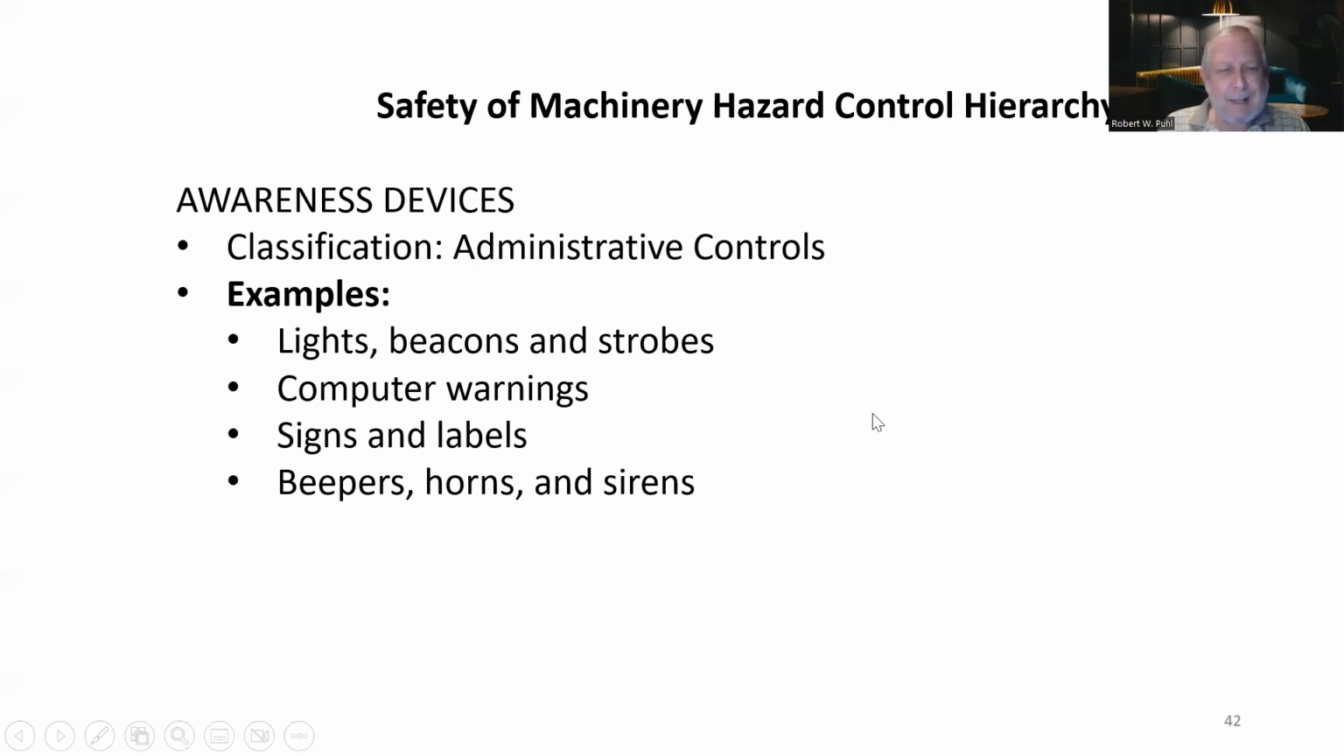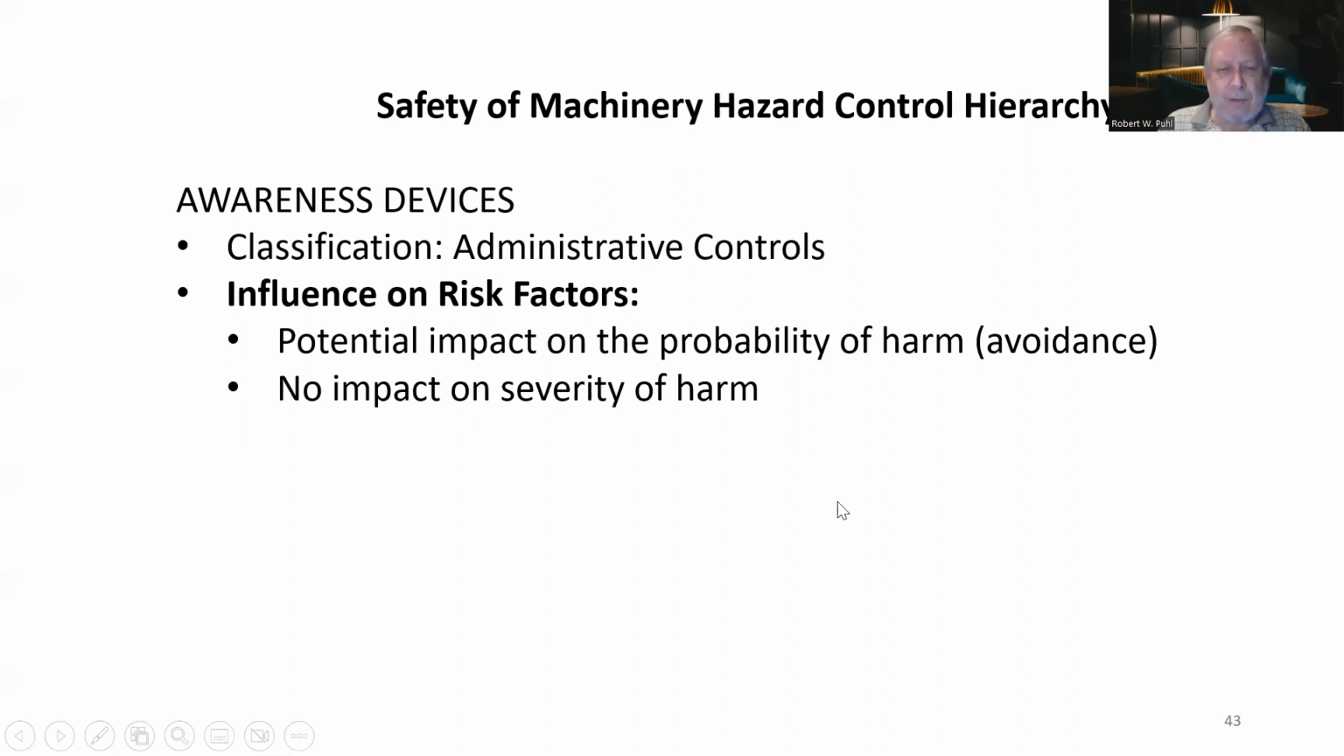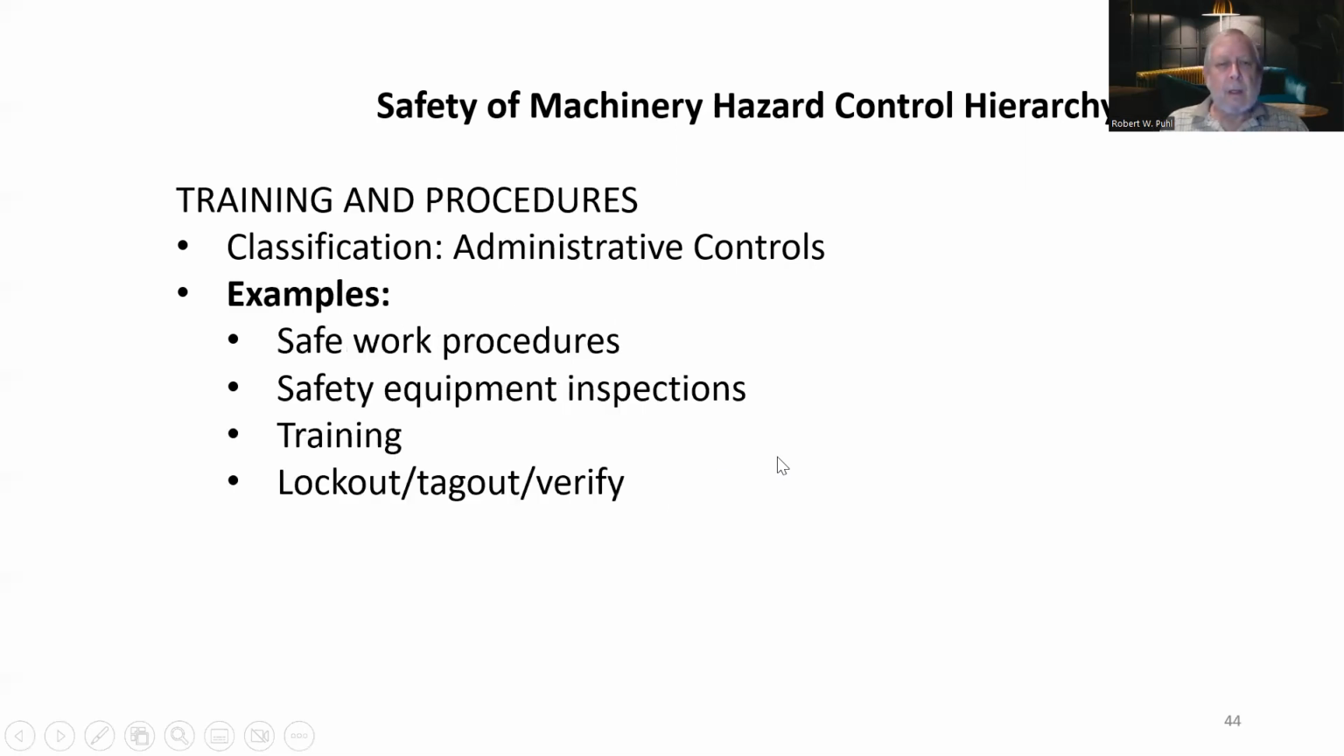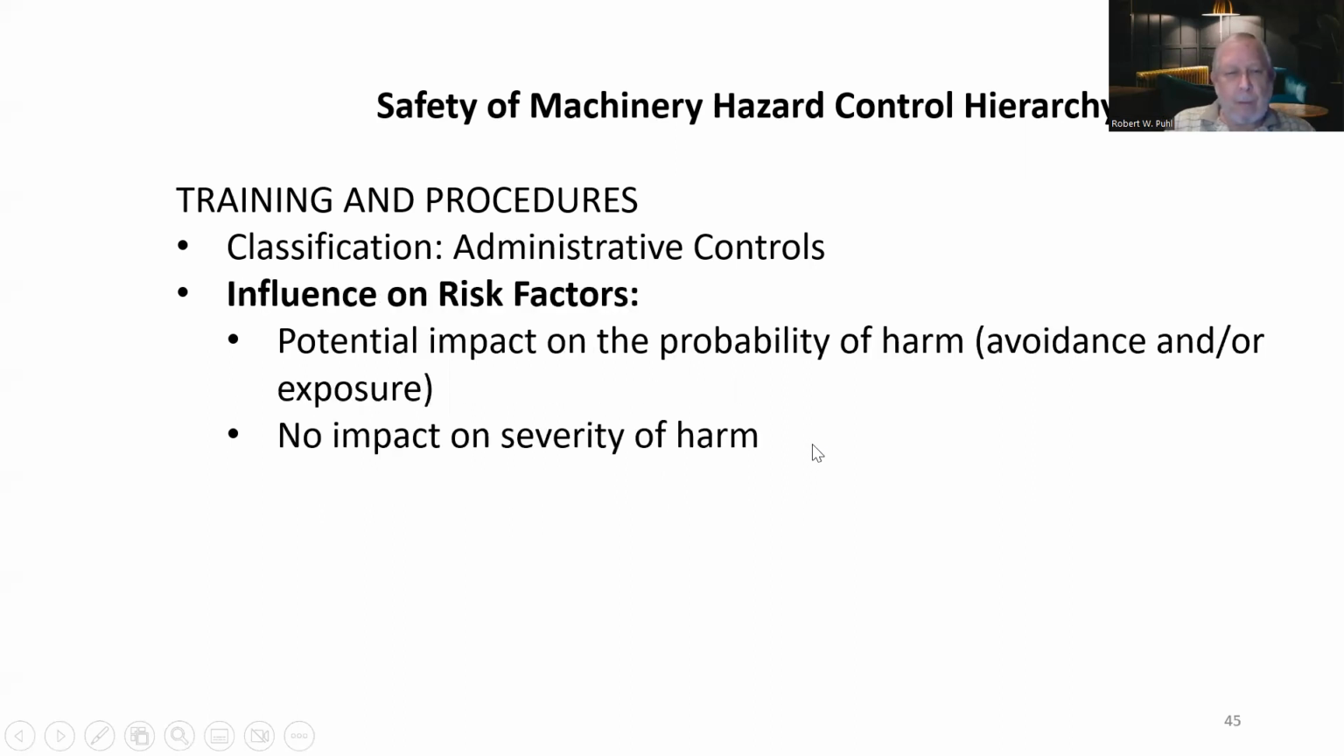Beepers, horns, and sirens, signs and labels. The influence on risk factors: potential impact on the probability of harm, avoidance, and no impact on the severity of harm. So they're looking at risk factors being severity and probability. Training and procedures, their administrative controls: safe work practices, safety equipment inspections, training, lockout, tagout, verify. And I don't know what verify means, I mean, you verify it every time you do it. On risk factors, potential impact on the probability of harm, but no impact on the severity.